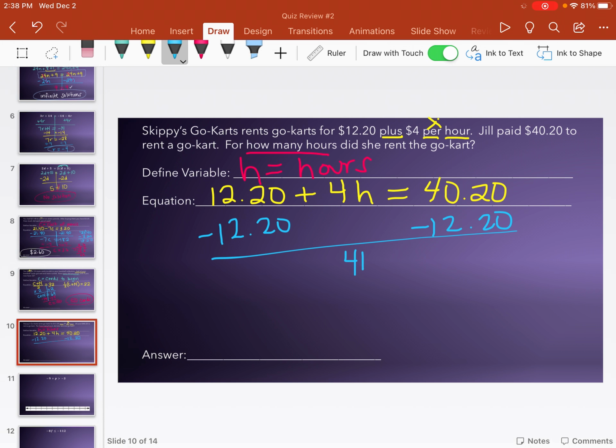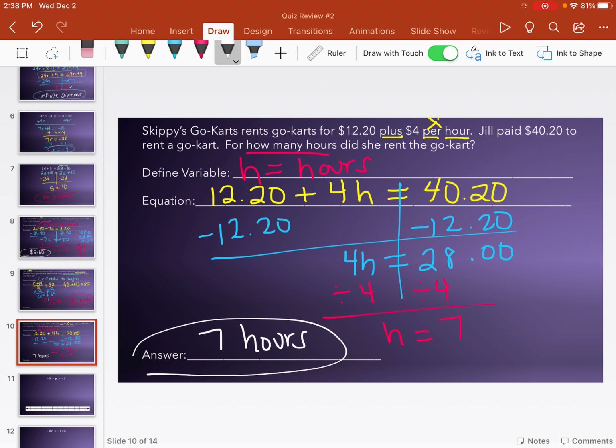So I get 4H equals, let's see, 28, and then divide by 4. So H equals 7, which is 7 hours. Remember, think back about what your units are, 7 hours.